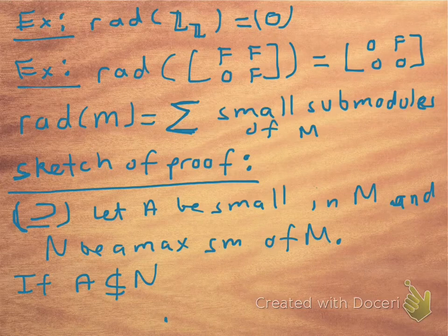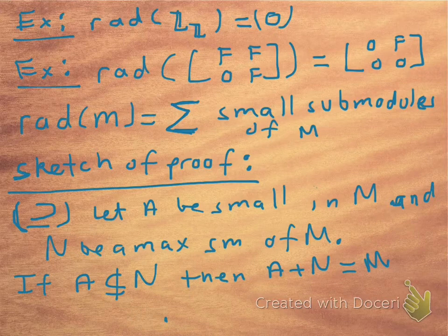If A were not contained inside N, then we would have A plus N properly containing the maximal submodule N, which would force the sum to be equal to M, contradicting the smallness of A. So here's the contradiction sign. So A is in N. This proves the first inclusion.